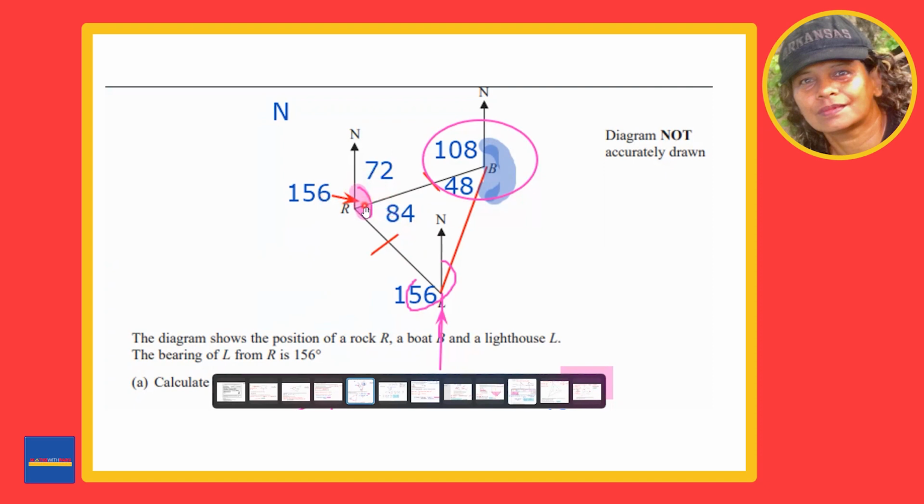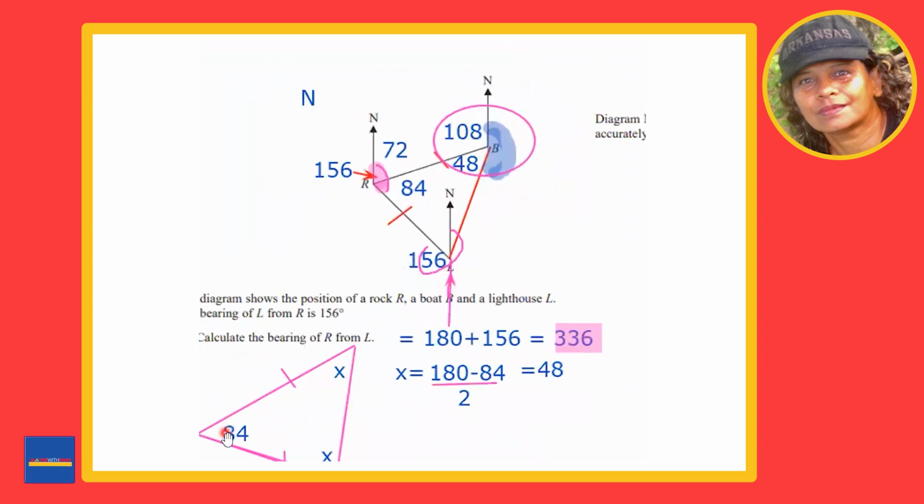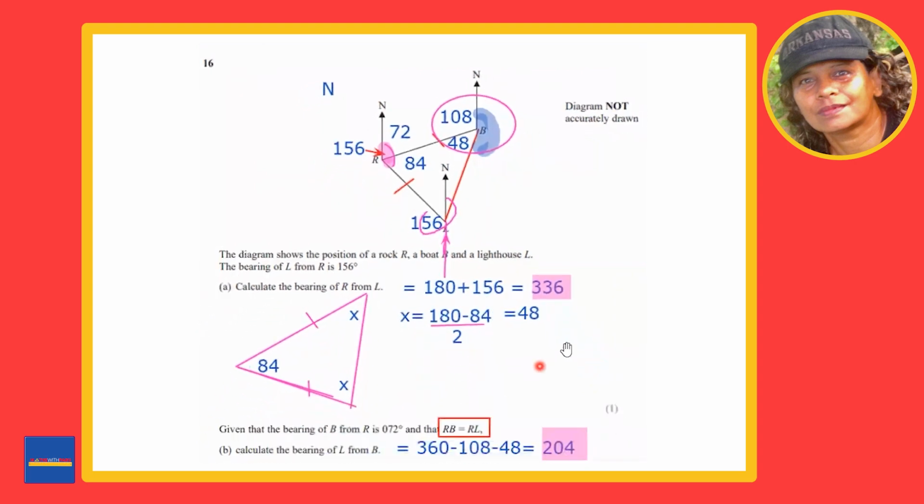Then we've also been given that these two sides are equal to each other. Therefore, this angle and this angle are equal, and we're going to call them x. So you have 84, x and x. And we know that 84 plus x plus x is 180. So x is equal to 180 minus 84 divided by 2. So we end up with 48.